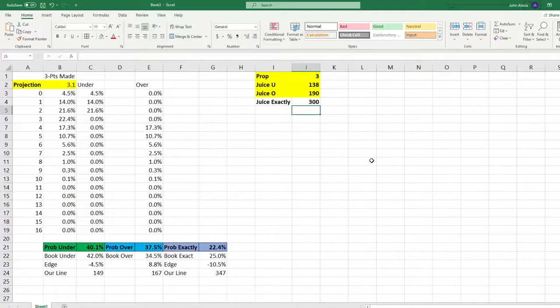You see now that the under probability is 40.1%. The book has it at 42%. No edge there. But now when we look at the over, we project it at 37.5%. The book is projecting at 34.5%. Therefore, we do have an edge, and this is a bet that we would likely want to fire at because we're getting paid plus 190 on something we believe to be plus 167. And then, of course, the probability of this being a tie is 22.4%. The book thinks it's 25%. We do not have an edge there. We don't want to play it.